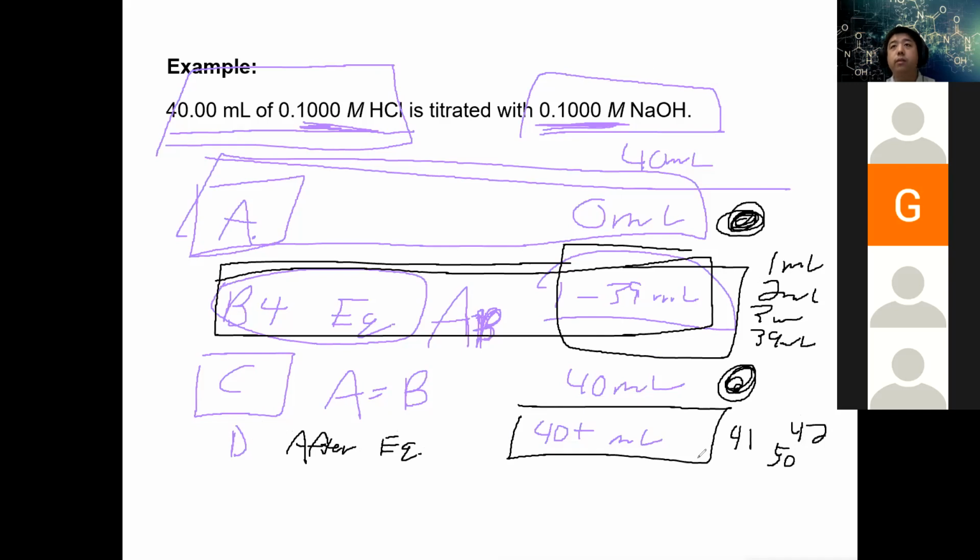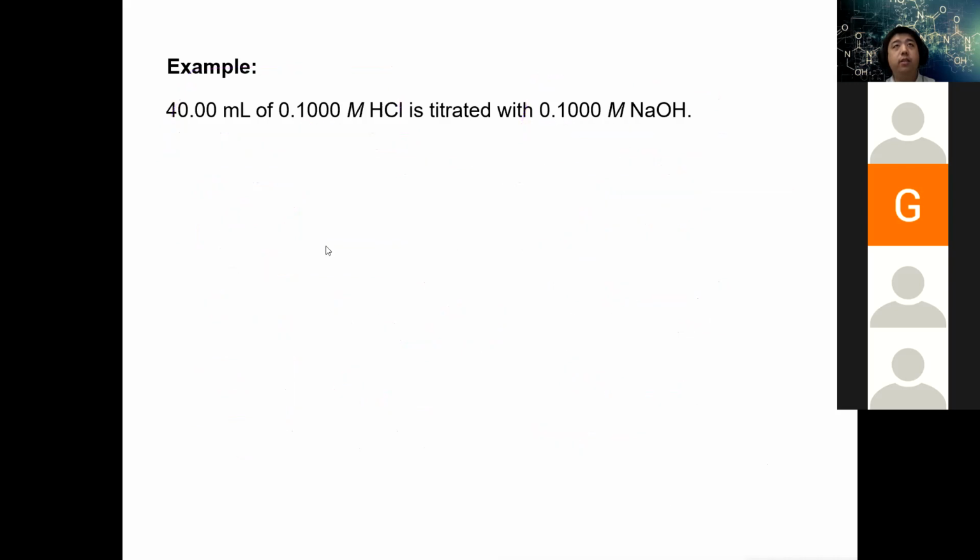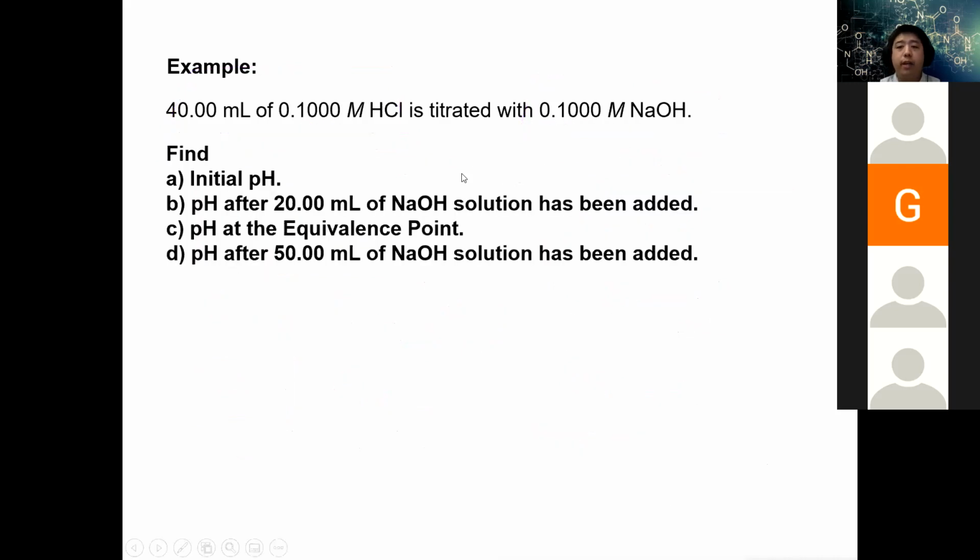Okay. So with that said, things that I want you to find, okay? Initial pH for when we add 0 milliliters of my NaOH, the pH after we've added 20 milliliters, the pH at equivalence point, and then the pH at 50 milliliters. So I'll give you a second to copy this down, and we're going to go through this together, okay? We'll do the easy one first, and then we'll move on to the harder ones afterwards.